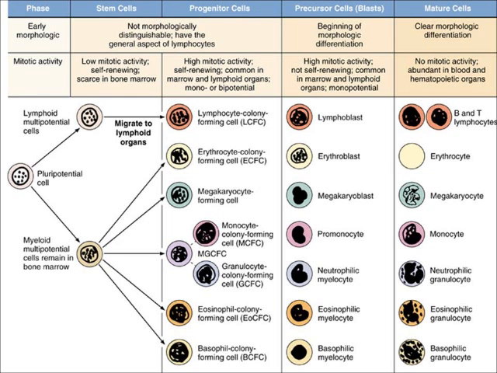This slide shows the lineages of the different formed elements of the blood. On the far right, under the heading of mature cells, you can see the different cells are easily distinguished from one another. For example, the lymphocytes and the erythrocytes. Now, the lymphopoietic lineage gives rise to the lymphocytes, and the erythropoietic lineage gives rise to the erythrocytes, and the granulocytic lineage gives rise to the granulocytes. I think you get the idea.